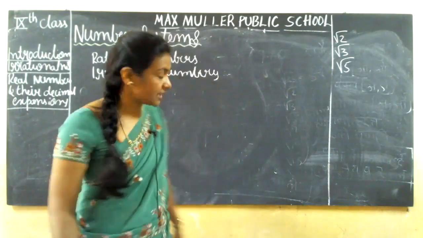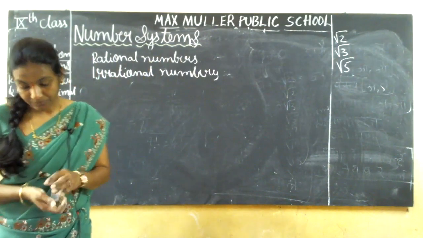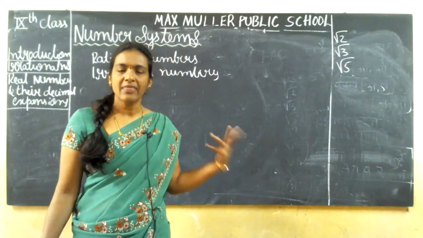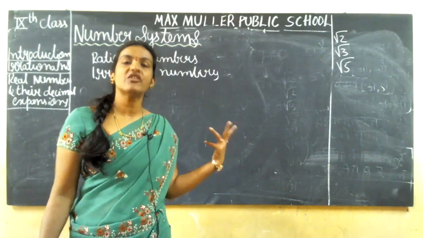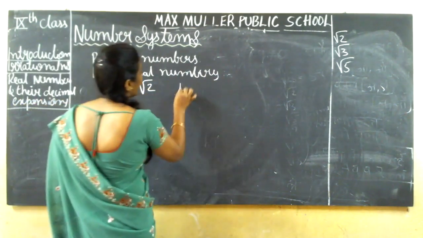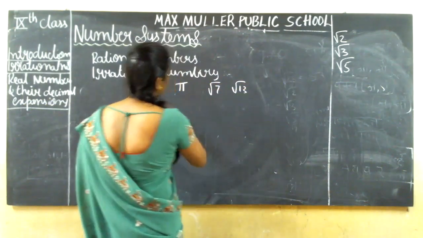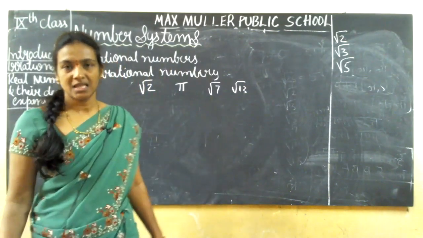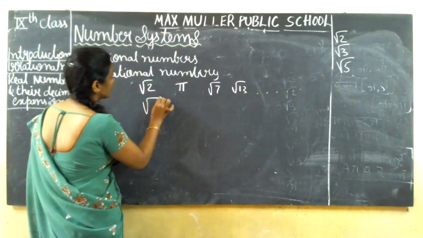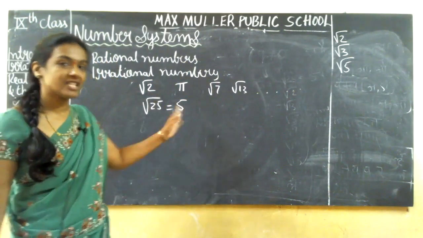Then what is an irrational number here? The number which cannot be expressed in the form of P by Q. Obvious. The number which cannot be expressed in the form of P by Q. What kind of example can I take here? Root 2, isn't it? And pi. And root 7, root 13. These and so on are the irrational numbers. If I take under root 25, then this is a rational number, because we can get the perfect square number as I explained to you before now.